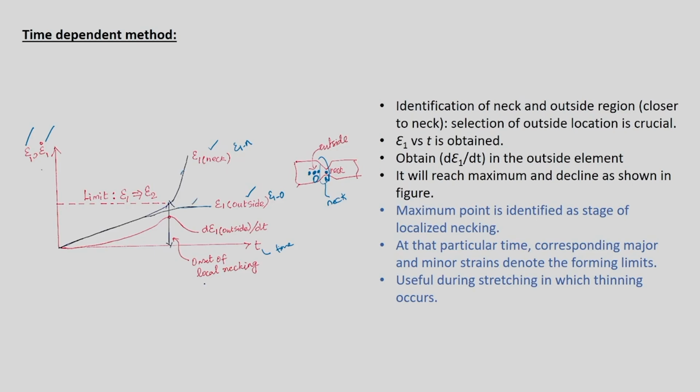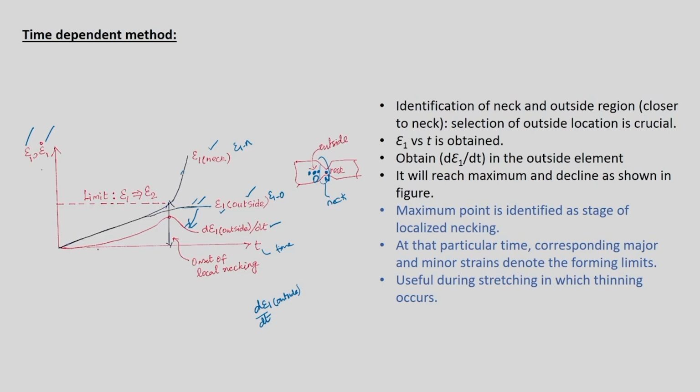Now what you do is you have to get how d epsilon 1 outside changes with time. That will give you this red color curve. That is why I have written d epsilon by dt. Basically it is strain rate only, major strain rate outside. Whatever major strain variation you have at the outside location, for this variation you get the slope and plot it with respect to time. So epsilon 1 outside, how is it changing with respect to time?